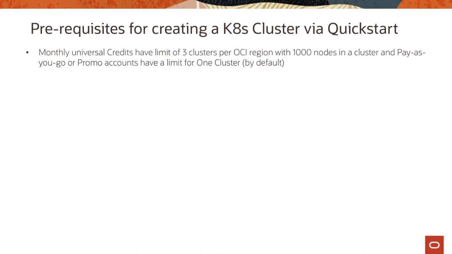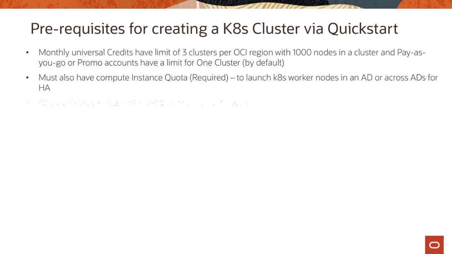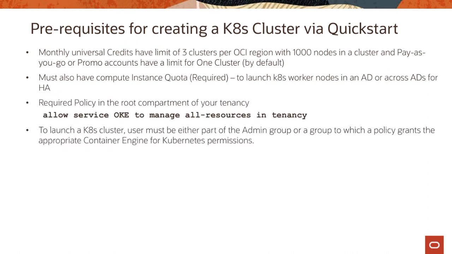Before we actually go and create a cluster, there are some prerequisites that we need for creating a Kubernetes cluster in OCI. Number one is that by default, there is a limit of 3 clusters per OCI region. If you have the monthly universal credits or if you're using the pay-as-you-go promo account, you also need to have some quota on the compute instance size, because as you launch your Kubernetes cluster, if you want to launch any additional worker nodes, you need to have some kind of quota available for your worker nodes.